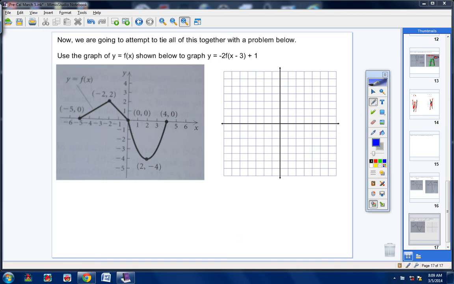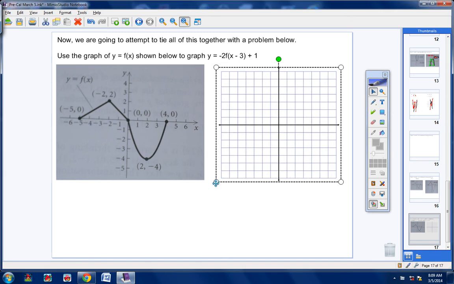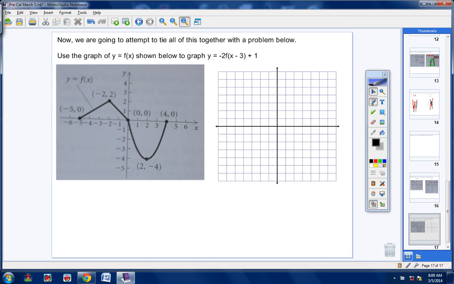Now, this will not be a super easy problem, but if you'll take some notes and stick with me, I really think we can do this, okay? So, here we go. Make this a little bigger, and let's get started. Now, here's my original graph, y equals f of x. Here it is. Now you say, well, Mr. Hart, what's the actual equation? I don't know. They didn't give it to us. We're not going to worry about that. They're just simply calling this graph y equals f of x.